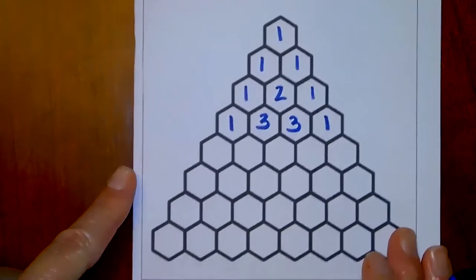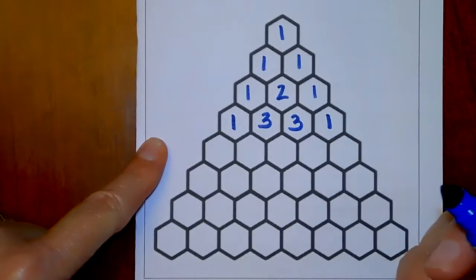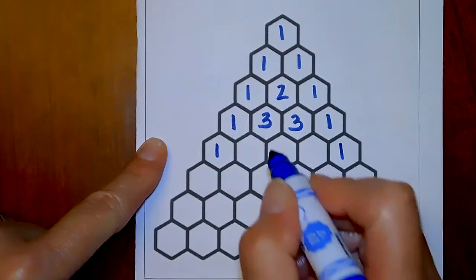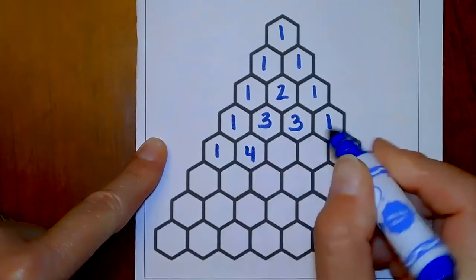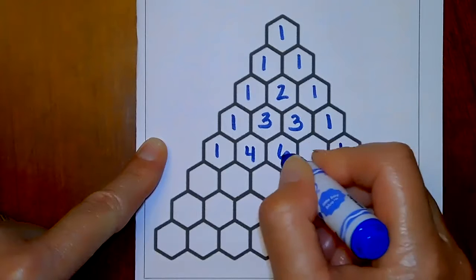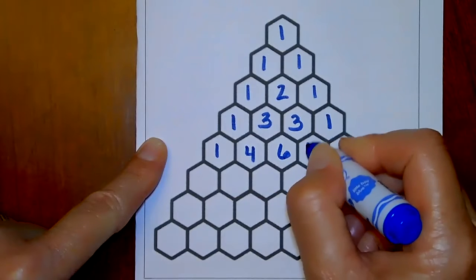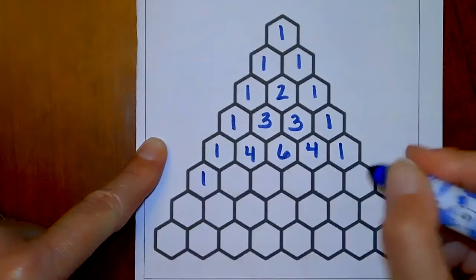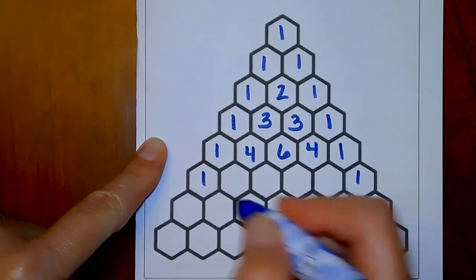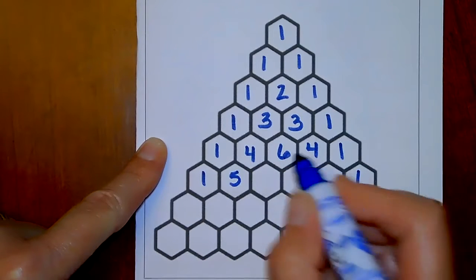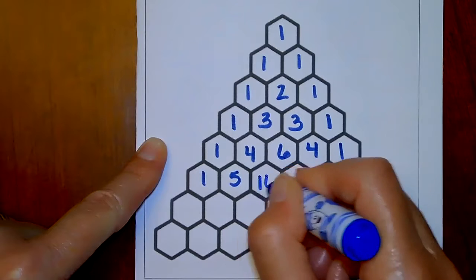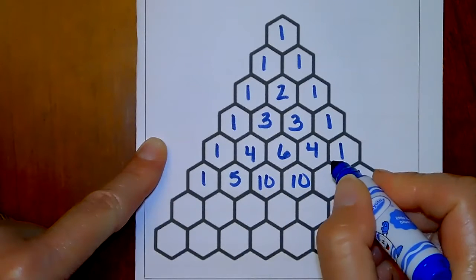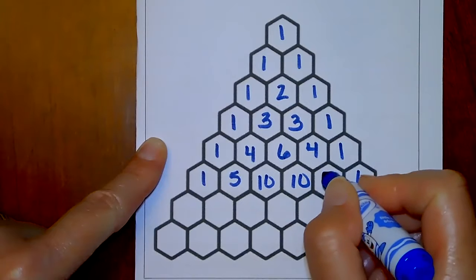And I'm going to continue doing this for the whole thing. So 1, 1, 1 plus 3 is 4. 3 plus 3 is 6. 3 plus 1 is 4. Again, start with a 1, end with a 1. 1 plus 4 is 5. 4 plus 6 is 10. 6 plus 4 is 10. 4 plus 1 is 5.